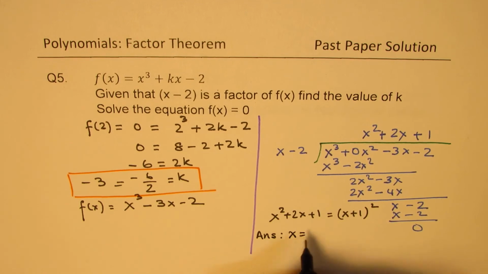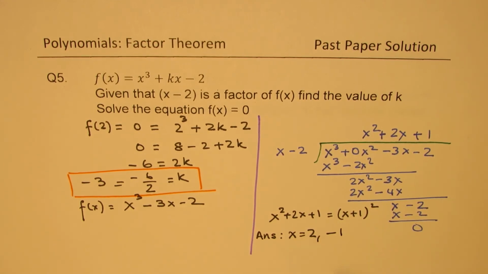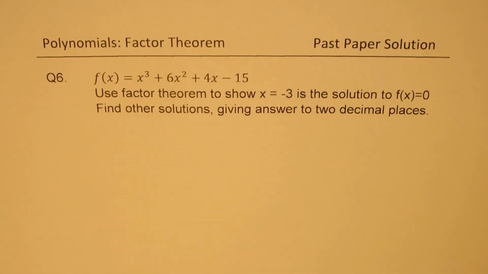So clearly, we have our answer. Our answer is x equals 2, that is one factor. And here, we have a double root at minus 1. So we have two solutions in this case. One is x equals 2. The other one is x equals minus 1. Clear? We are almost at the end.